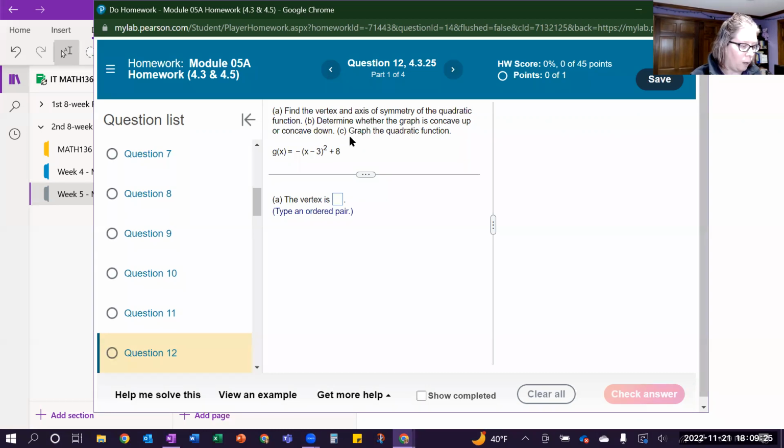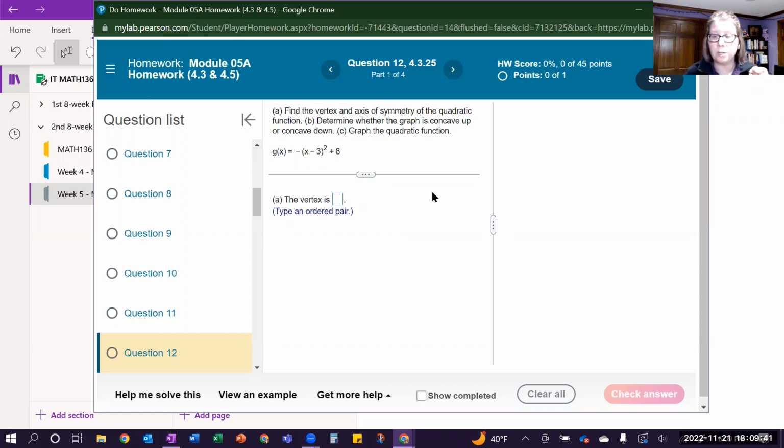But on this number 12, it's giving you an equation, g of x equals negative x minus 3 squared plus 8. And it wants you to identify the vertex, the axis of symmetry, whether it's concave up or down, and then we're going to graph it.